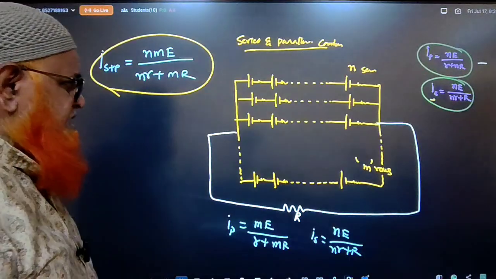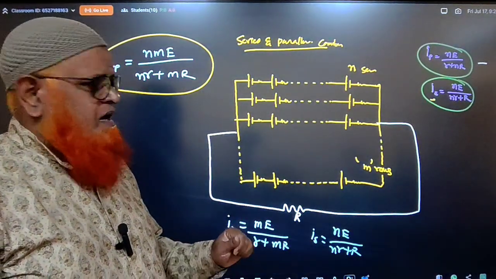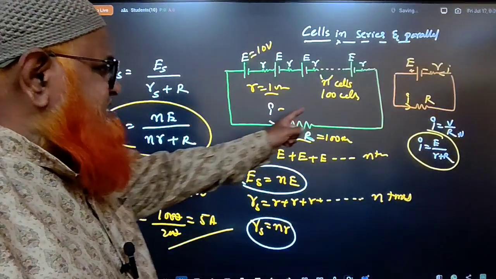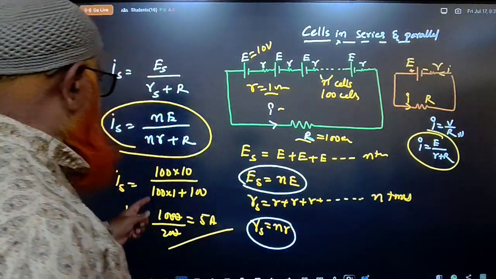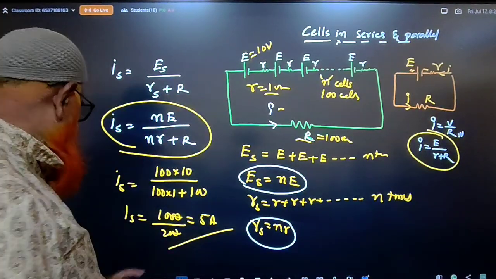Let me explain once again here. See, this is the case where n cells are in series. Let us take the first case here, where n cells are in series. Then the final formula was this one: n into E by n into small r plus capital R.